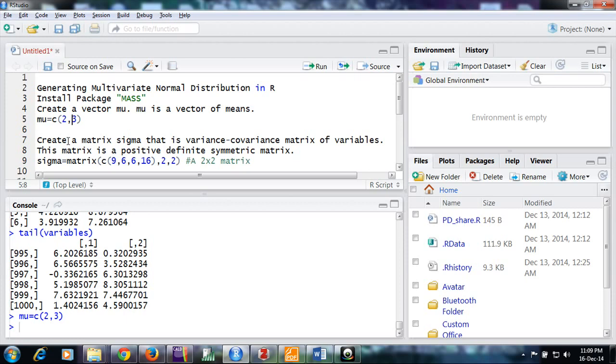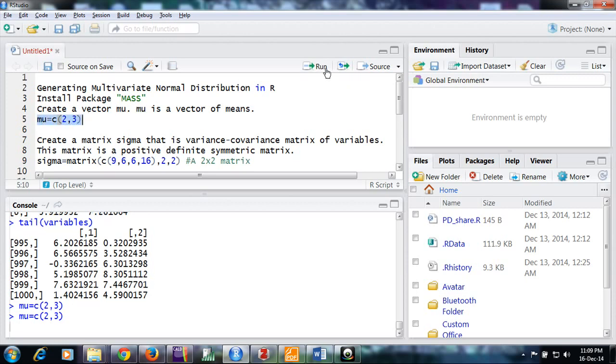So first we need to create a mu vector. Sorry, here it is a vector, a mu for two markets, two mu's. First is mu 1 is 2 and mu 2 is 3. So to generate it, now here we can see in the values of this environment, mu is equal to 2 and 3.